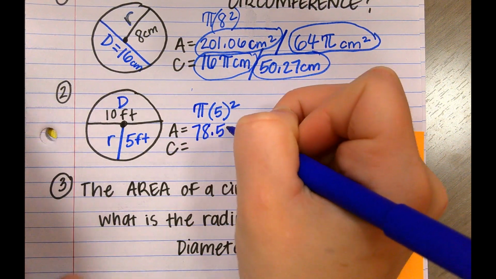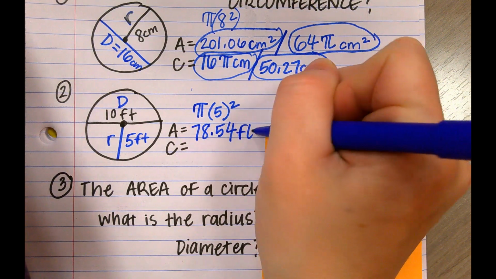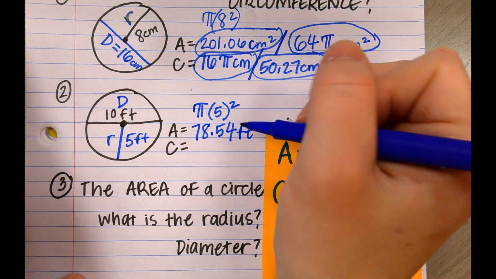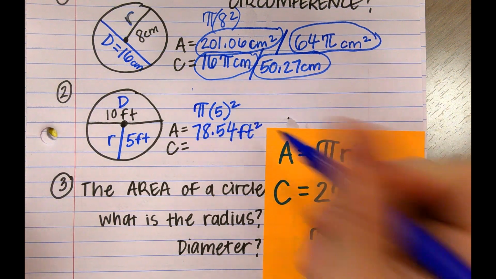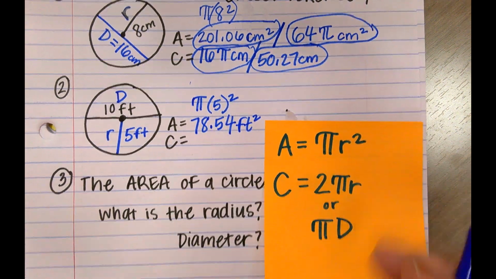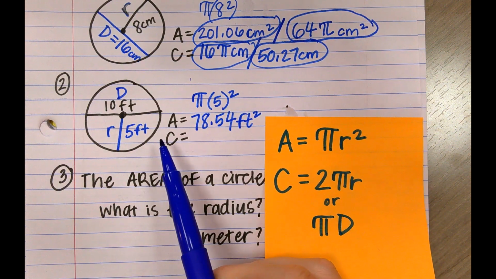And what would my units be? Feet squared. Good. Which sounds kind of funny. In real life, you would say square feet, but in all of our units of measurement, we always say squared last. 78.54 feet squared, or square feet.